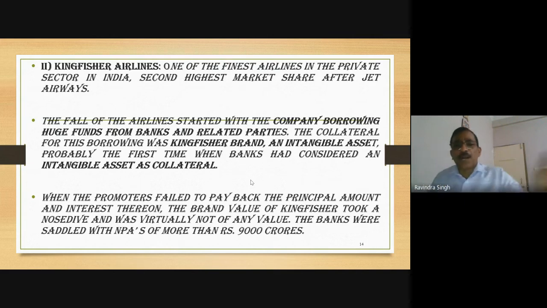अपने आप में नाम ही काफी है. When the promoters failed to pay back the principal amount and interest thereon, the brand value of Kingfisher took a nosedive, एकदम जमीन के अंदर, and was virtually not of any value. The banks were saddled with NPA of more than rupees 9,000 crores. अब आप देखिए किंगफिशर का क्या हाल हो गया.